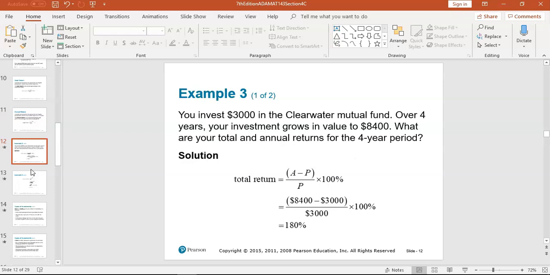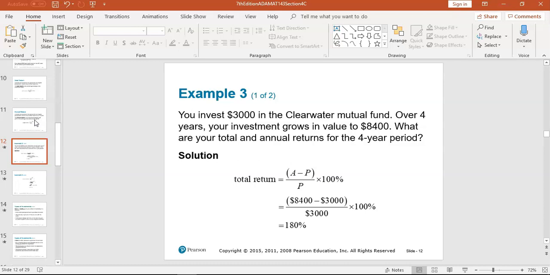Here's an example. You invest $3,000 in a Clearwater mutual fund, and we'll talk more about what a mutual fund is in a moment. Over 4 years, your investment grows to a value of $8,400. What are your total and your annual returns over the 4-year period?